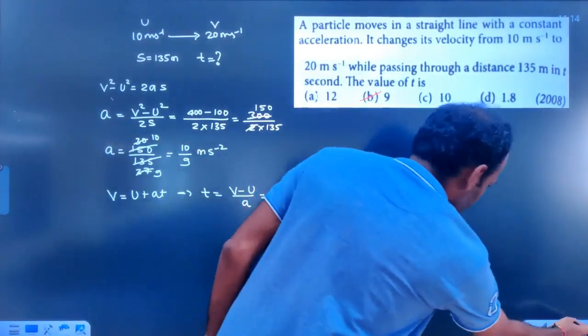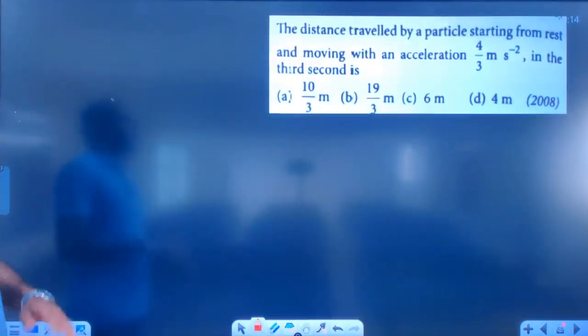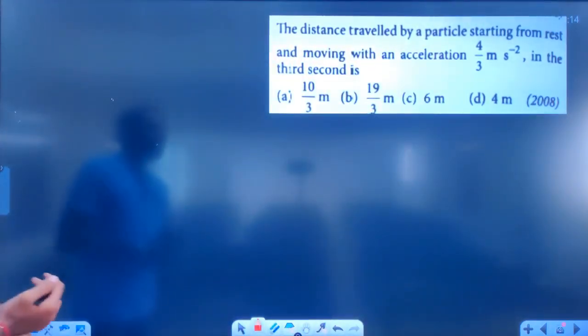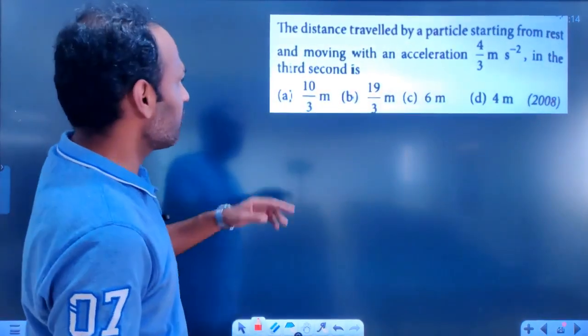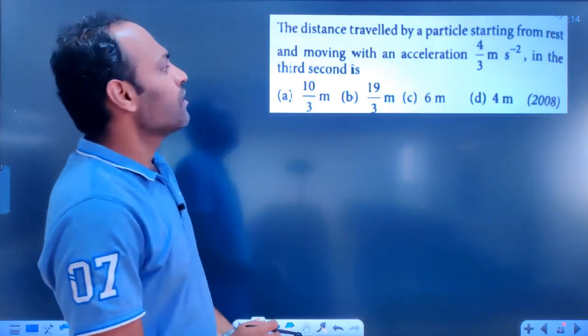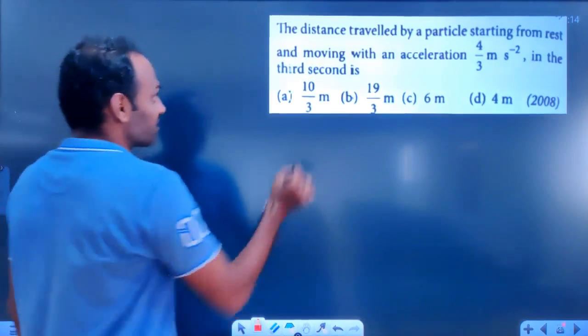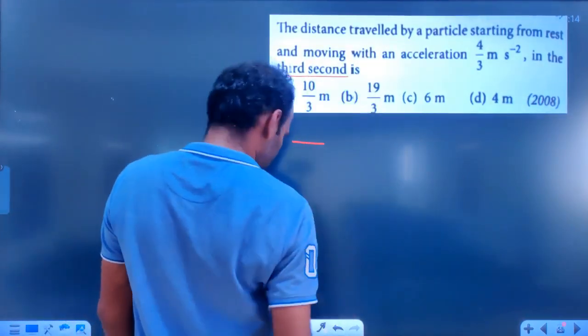Let us go to the next question then. So the next question is, the distance traveled by a particle starting from rest and moving with an acceleration 4 by 3 meter per second square. Okay, acceleration is given. In the third second, distance traveled in the third second they are asking.